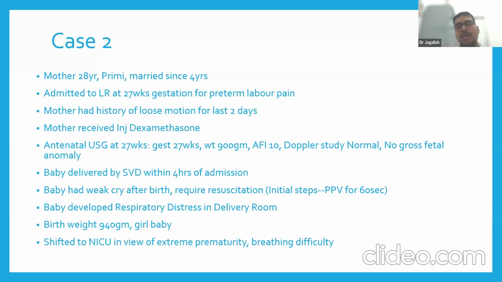The baby had a weak cry after birth and required resuscitation, PPV for 60 seconds. Again, this baby developed respiratory distress in the delivery room, and the birth weight was 940 grams, a girl baby. The baby was admitted to the NICU in view of extreme prematurity, that is a 27 weeker, 940 grams, and onset of respiratory distress at the time of birth.